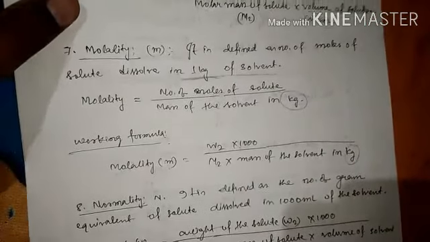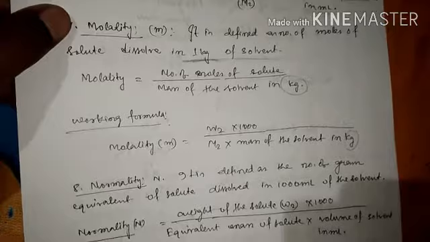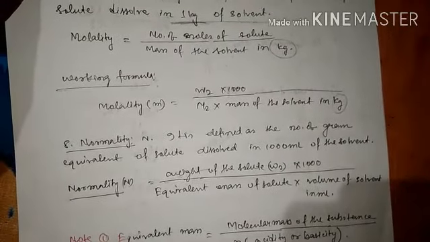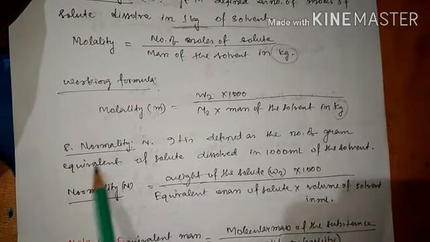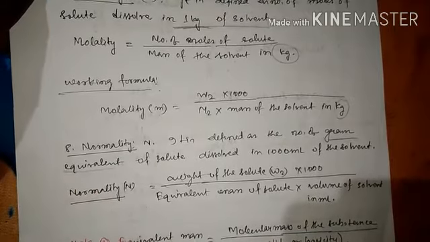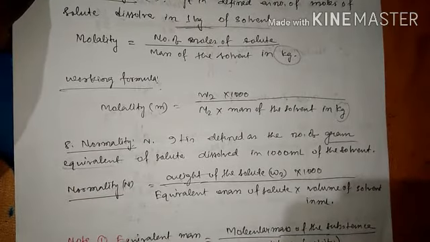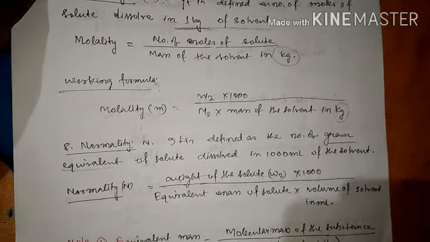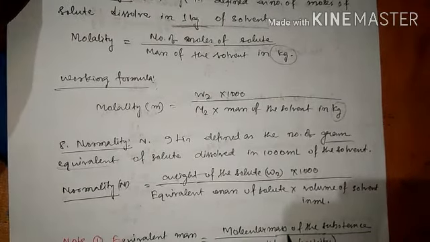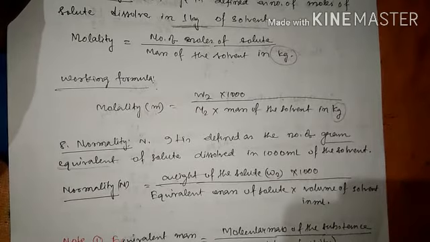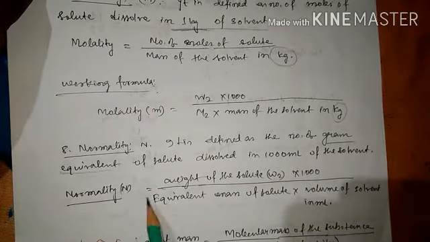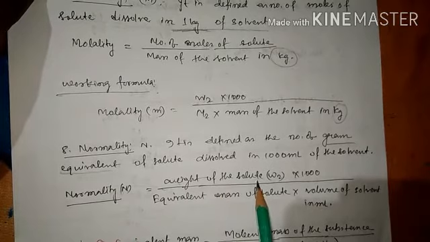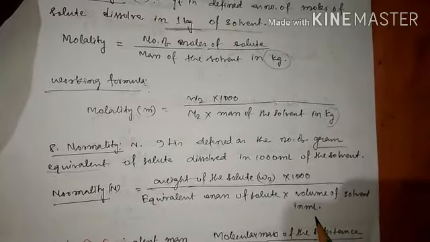Okay. Next is the normality. Normality is the most important. It is defined as the number of gram equivalents of the solute dissolved in 1000 ml of the solution. One new word is there, gram equivalent. Now what is gram equivalent? The equivalent mass of a substance is defined as the molecular mass of the substance divided by n, where n means acidity or basicity. The working formula of normality is the weight of the solute W2 into 1000 divided by the equivalent mass of the solute into the volume of the solution in ml.